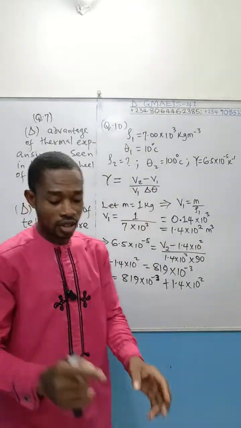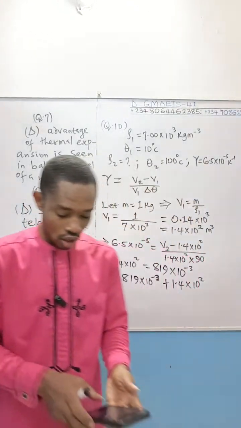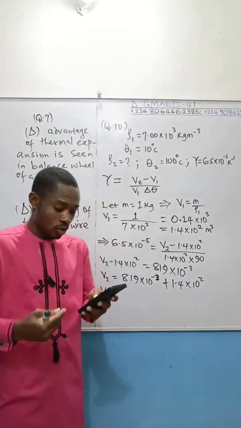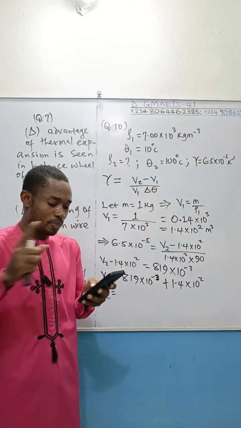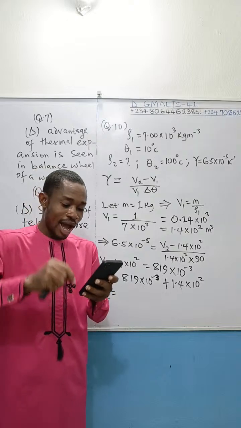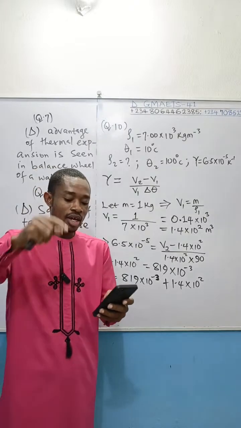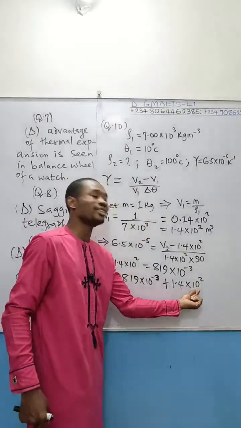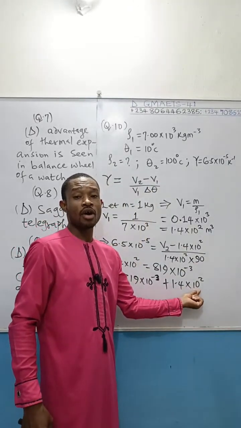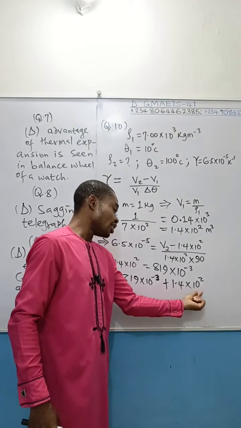Let me see the options given. That will help me to know how I might want to present my answer. Now the powers in the options are all 10 raised to the power minus 3. So I'll be guided by that. It means I'm going to convert this to 10 raised to the power minus 3.